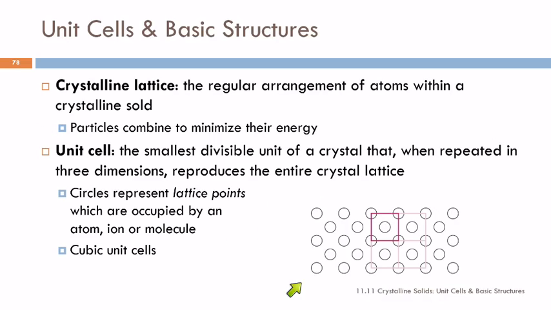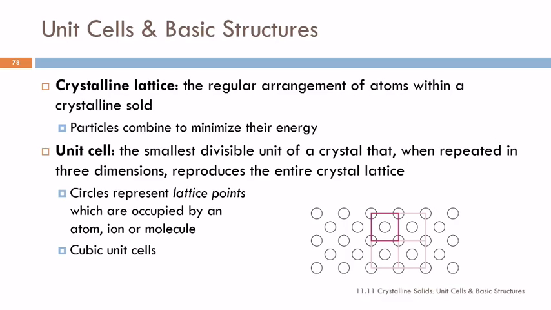So this is an example of a crystalline lattice. Each of these circles represents a point of the lattice that's occupied by an atom, an ion, or a molecule. So each of the circles is an atom, and that's a point in the lattice. And so here we can draw a square right here, and if we take that square and repeat it over here, and down here and over here, by repeating this one square in every dimension, we get the entire lattice.